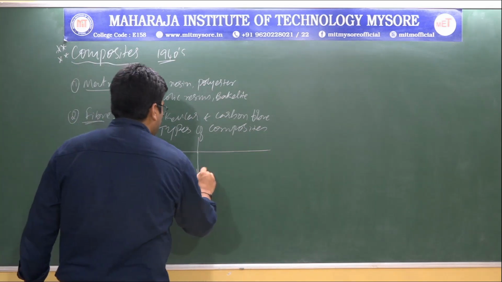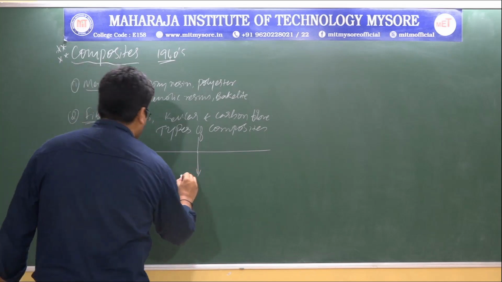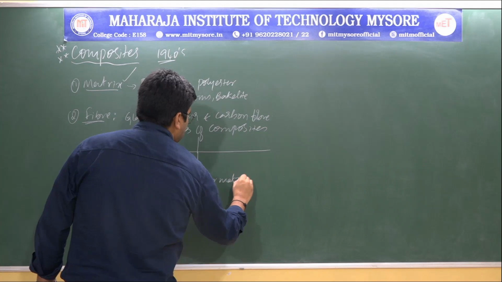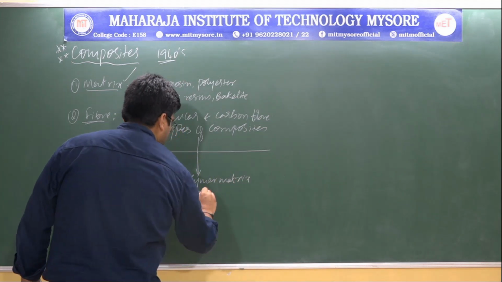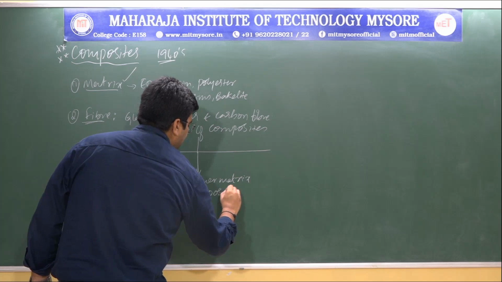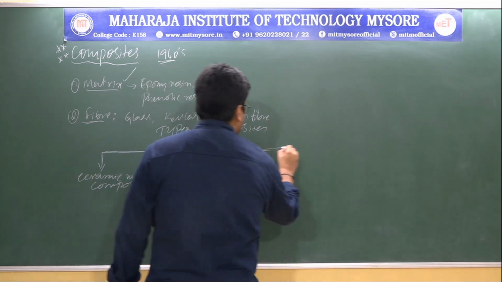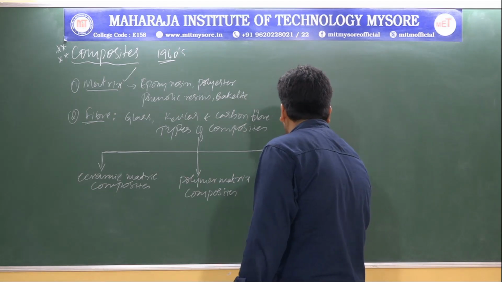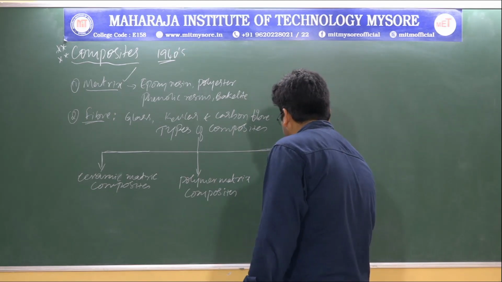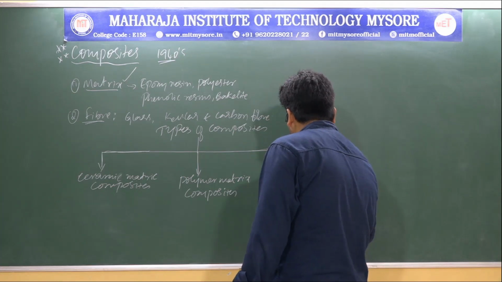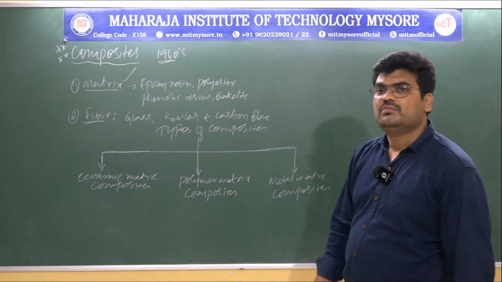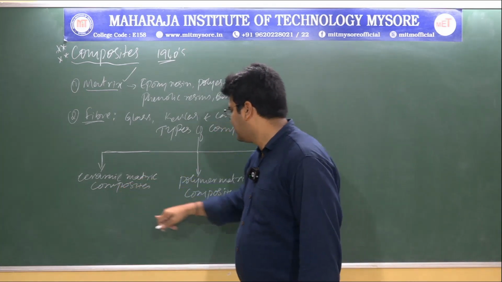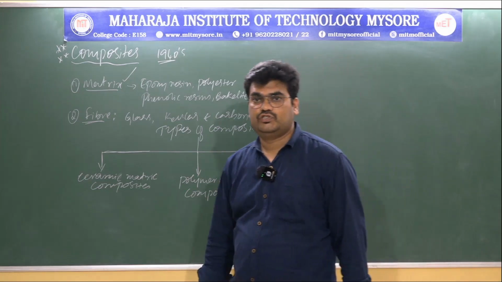The second one is polymer matrix composites. And the third type is metal matrix composites. Remember: polymer matrix composites, ceramic matrix composites, and metal matrix composites.